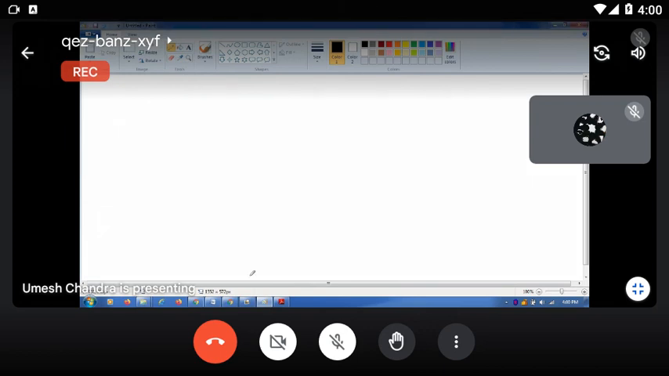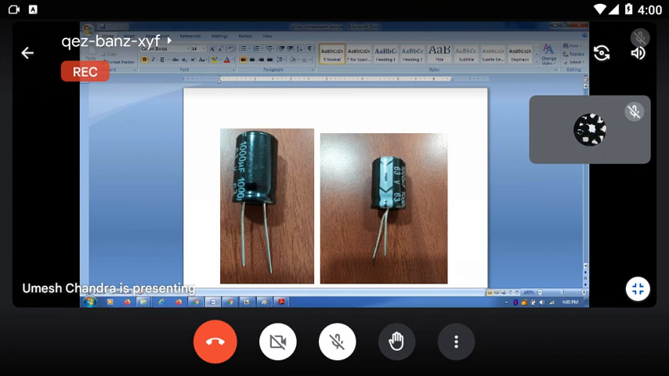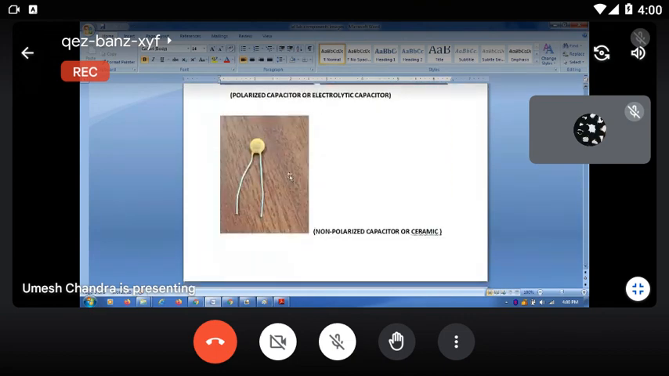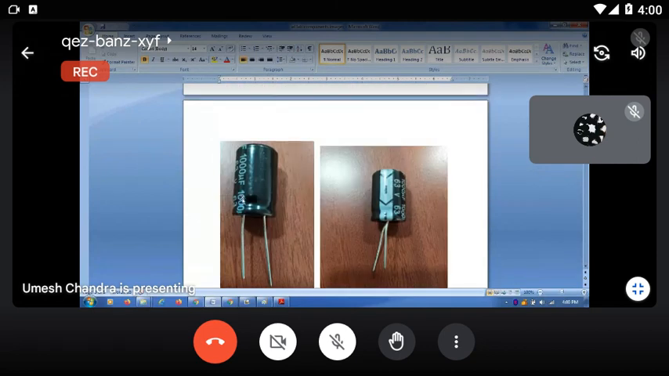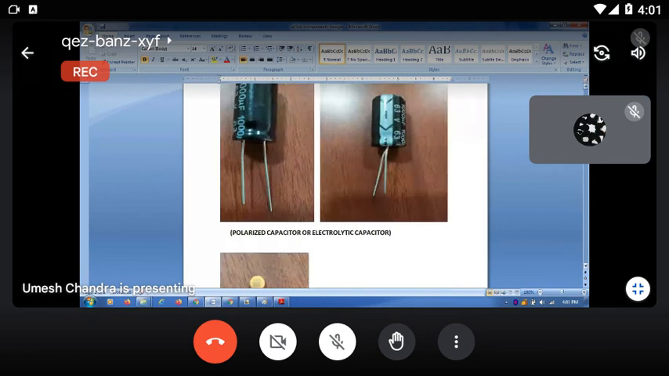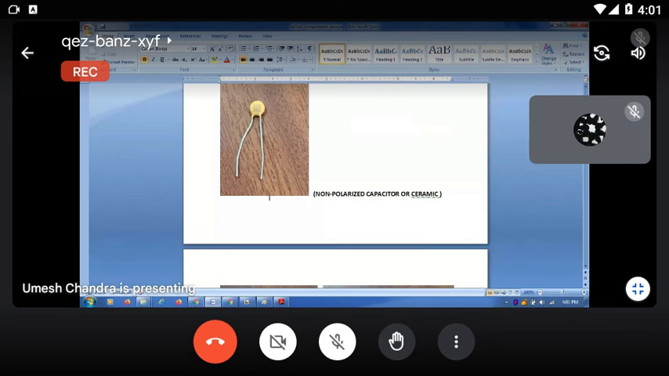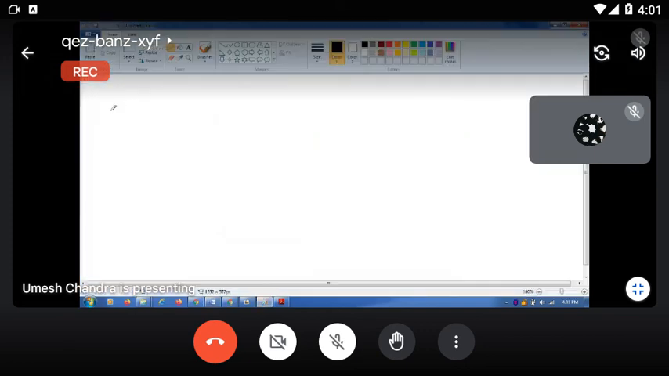And the next one is the non-polarized capacitor. The non-polarized capacitor has no polarity. That means any terminal or any side you can connect positive or negative. Another thing, this polarized capacitor is known as the electrolytic capacitor. And this non-polarized capacitor is known as mica or ceramic or PF capacitor. The symbol of the non-polarized capacitor is like this. And the physical is like this, just a circle type, two terminals.